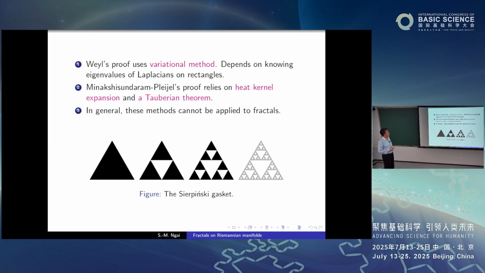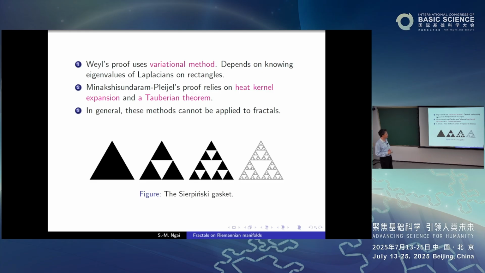The proof on a manifold relies on heat kernel estimates and Tauberian theory. These are standard methods. Of course, I know that there are other methods, but for fractal sets, these standard methods usually cannot be applied. So let me start with a fractal. This is the well-known Sierpinski gasket.